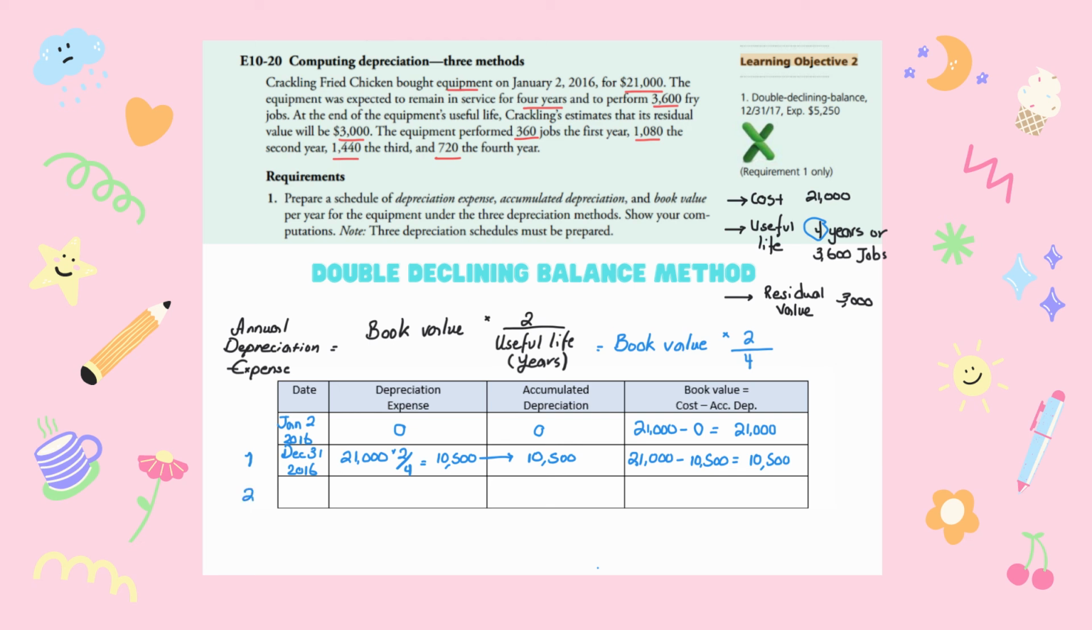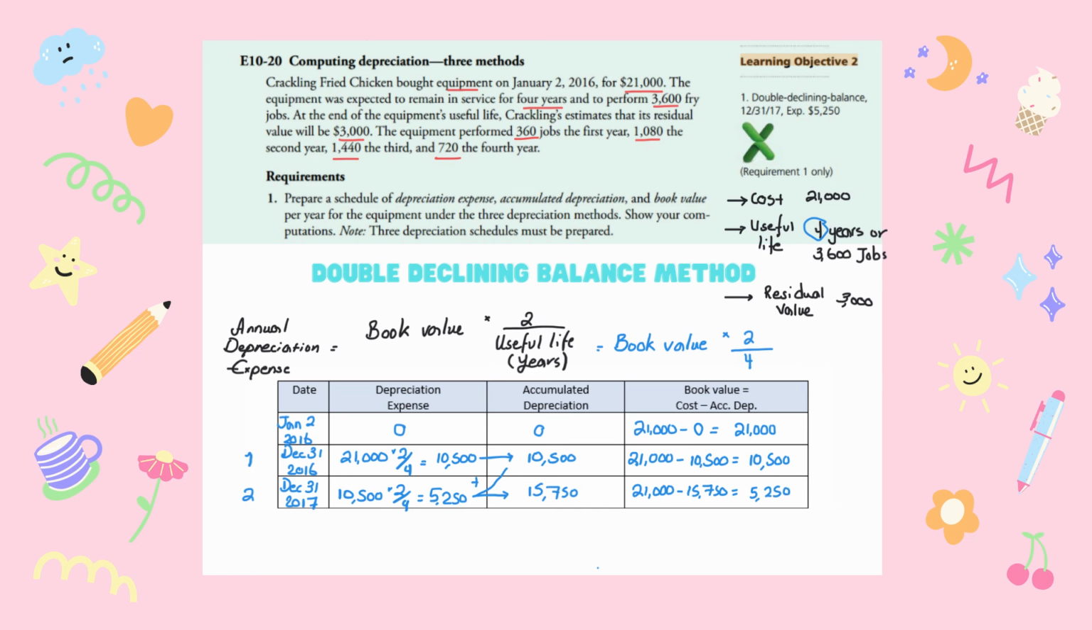Now at the end of the second year, on December 31st, 2017, book value, it's 10,500 now, multiplied by 2 divided by 4. So it's going to be 5,250. Now the accumulated depreciation will go up by 5,250. So 10,500 plus 5,250, it's going to be 15,750. Book value, it's cost of 21,000 less 15,750. So it's going to be 5,250.